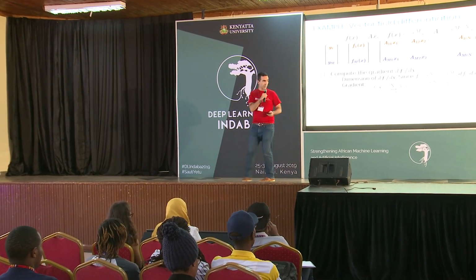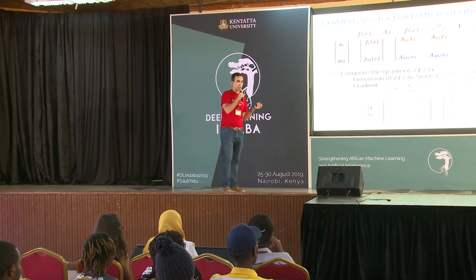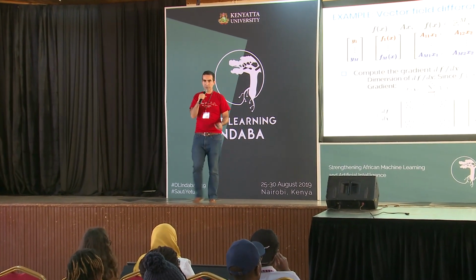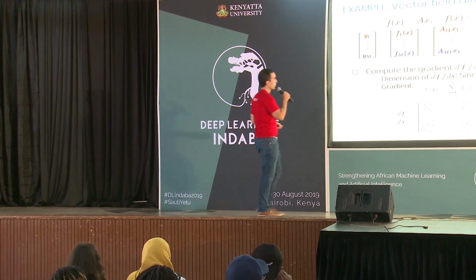So when I differentiate this versus xj, I get exactly aij. So the result is basically that the differential is exactly the matrix. And so in a sense, everything works the way it should.